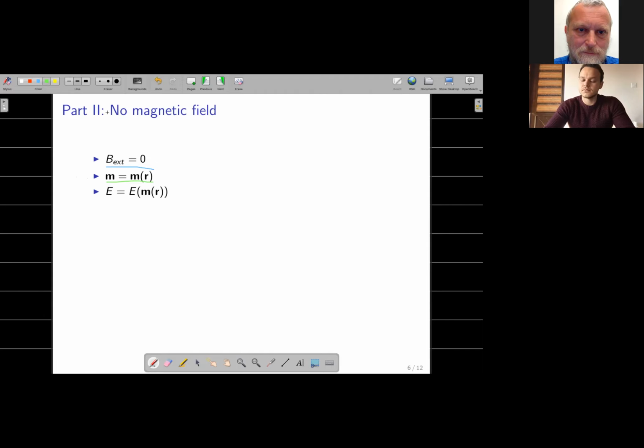Of course, the minimum of this energy will be given for a uniform magnetization. But what we're interested in is what will happen if there are fluctuations of this magnetization, so spatial fluctuations of this magnetization.